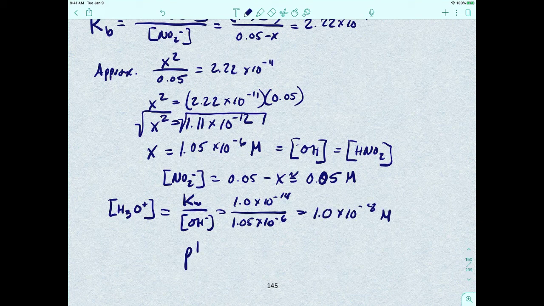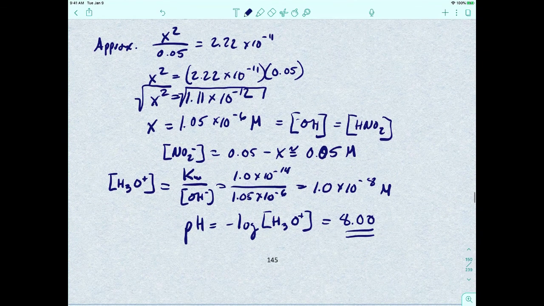And so the pH, which is the negative log of the concentration of hydronium ion, is going to be right at 8. Right on the dot. And so that's kind of how you work a titration. You start with data, and then you work your way based on the data that you're collecting.